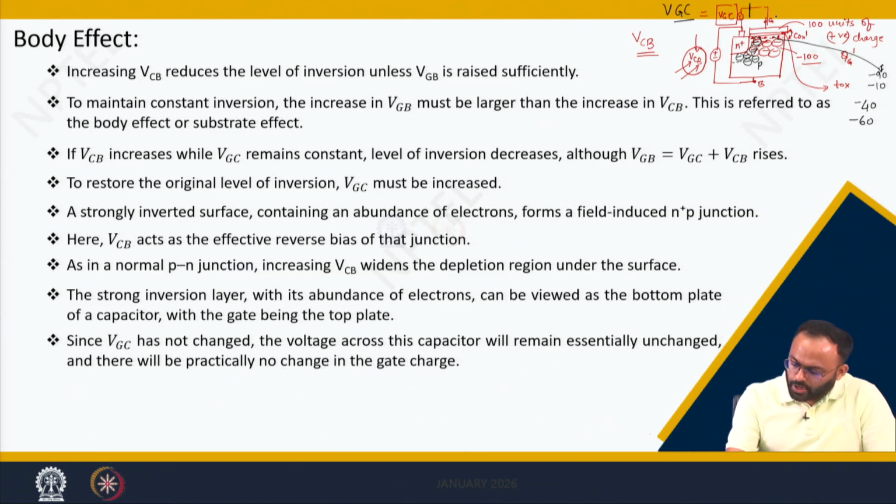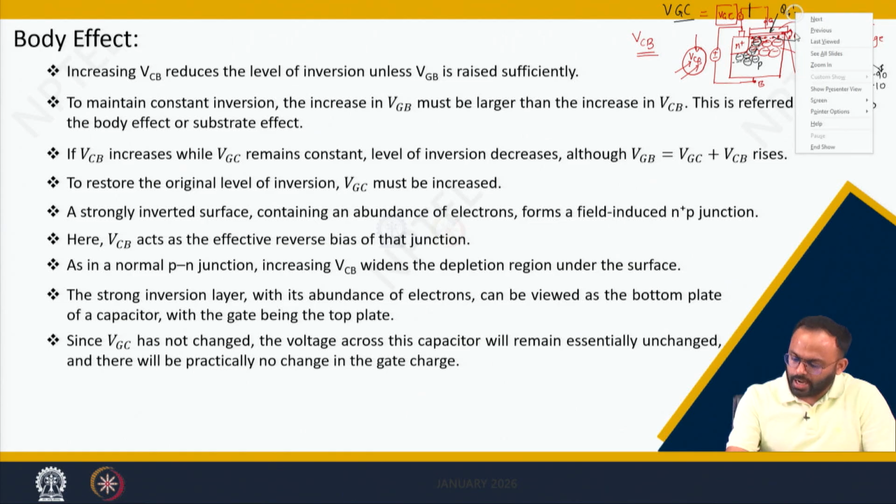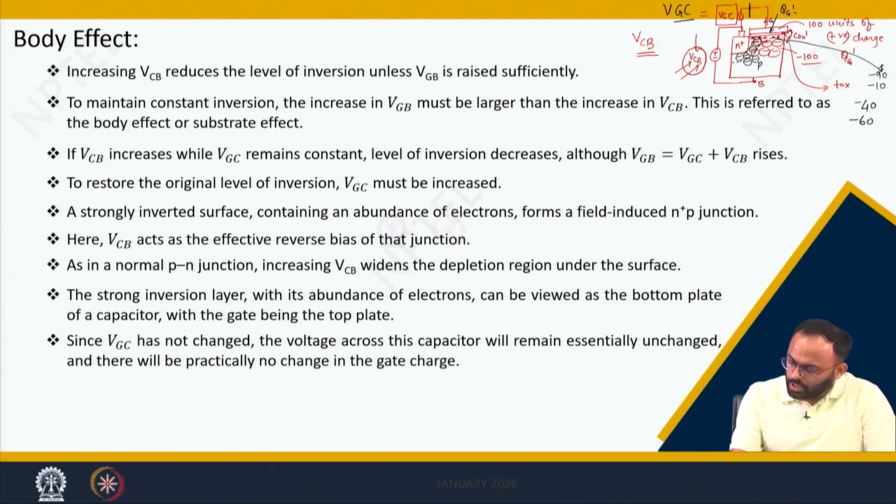It means you cannot change Q_G'. If V_GC is fixed, Q_G' is fixed, and hence the capacitance here will be fixed. So the overall charge balancing says if this minus 40 unit is depletion charge, then minus 60 will be your inversion charge.